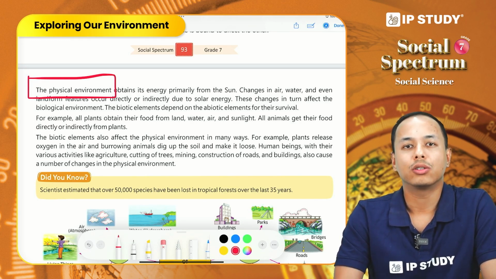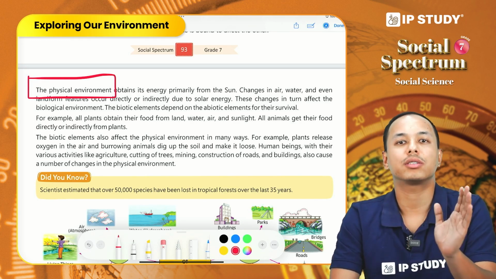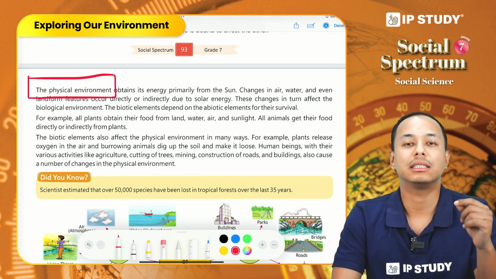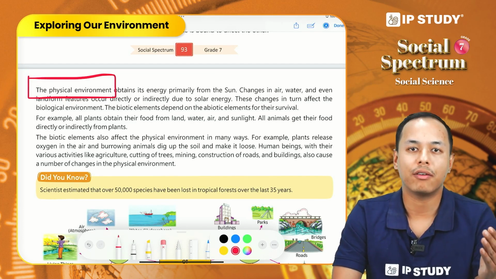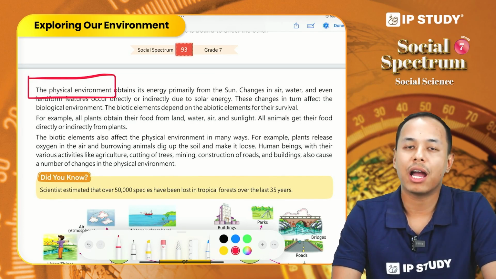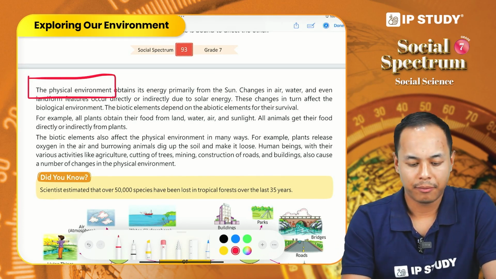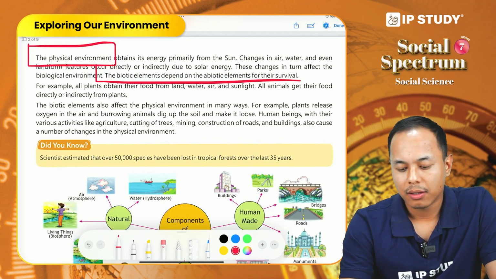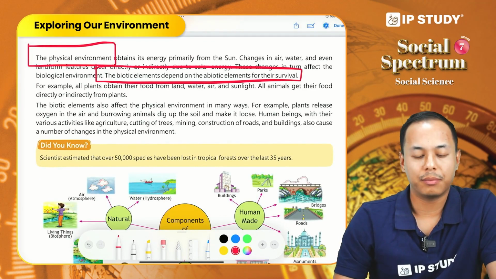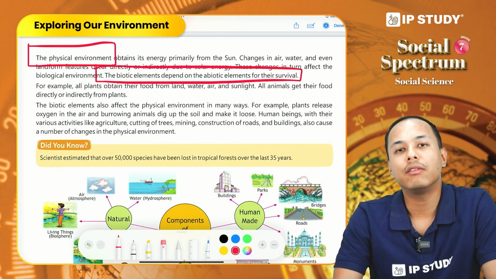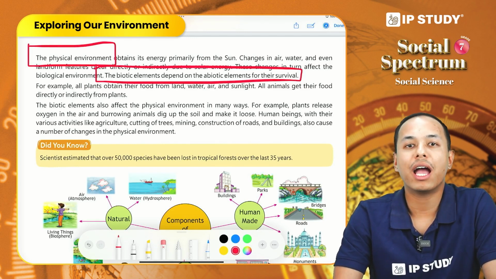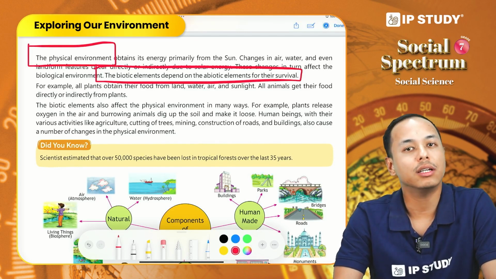That means whatever changes happen in our surroundings are directly or indirectly related to sunlight. So when there is a change in these elements, like a change in wind, air, or landform, it also affects the biological environment. Why? Because the biotic element, or the living organism, depends on the abiotic or non-living element for its survival.